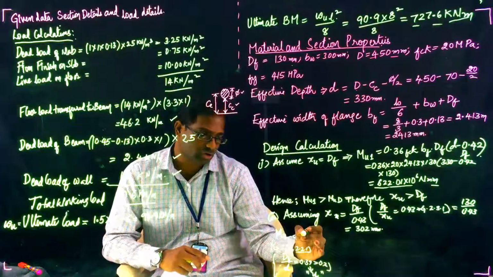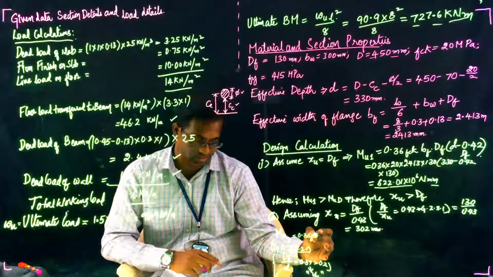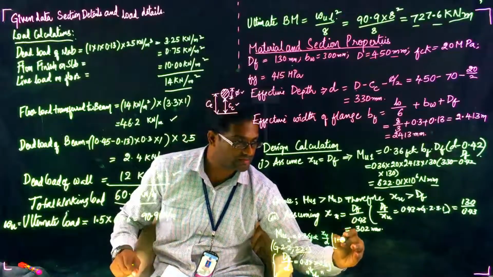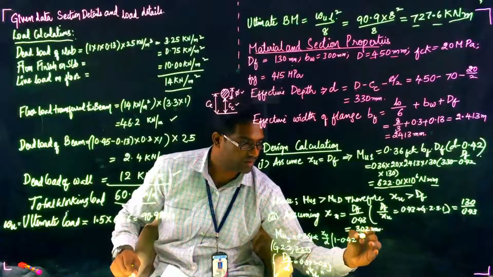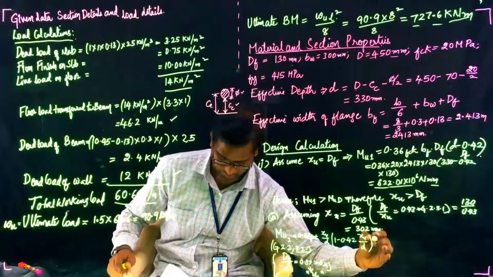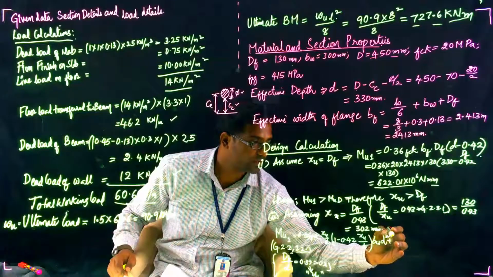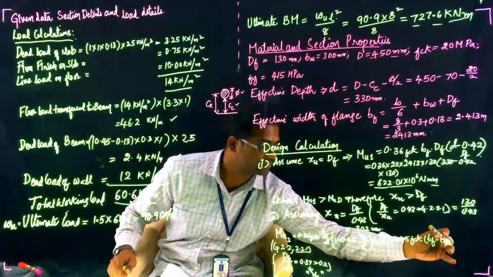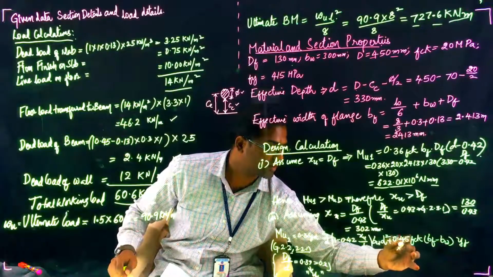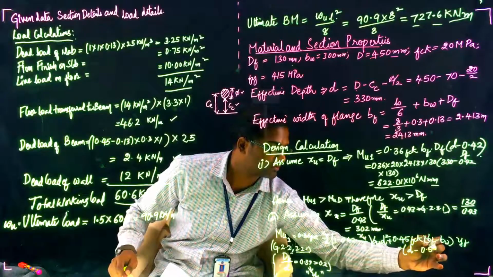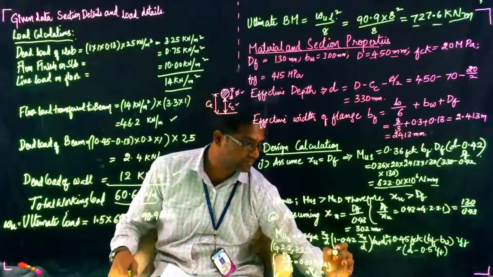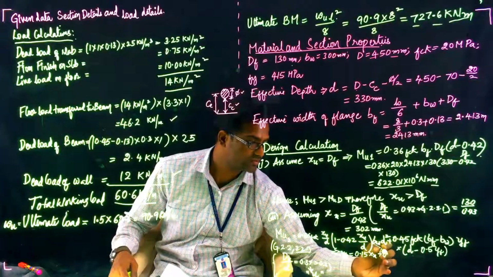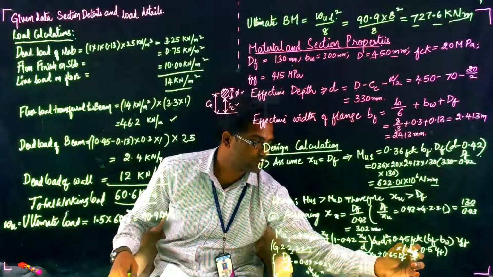So if you refer to MU2, it is given by 0.36 FCK XU by D into 1 minus 0.42 XU by D into BW D square, plus 0.45 FCK into BF minus BW into YF multiplied by D minus 0.55 YF, where YF is given by 0.15 XU plus 0.65 DF. This should not be more than DF.